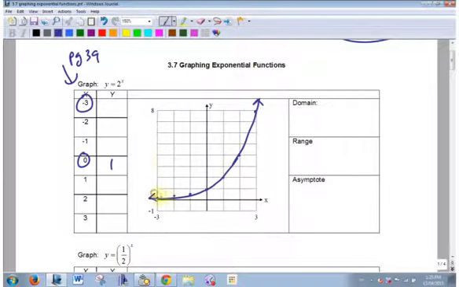So, is 2 bigger than 1? Yeah, so it should be growing exponentially, right? What's my domain? All real. Goes that way forever, goes that way forever. What's my range?